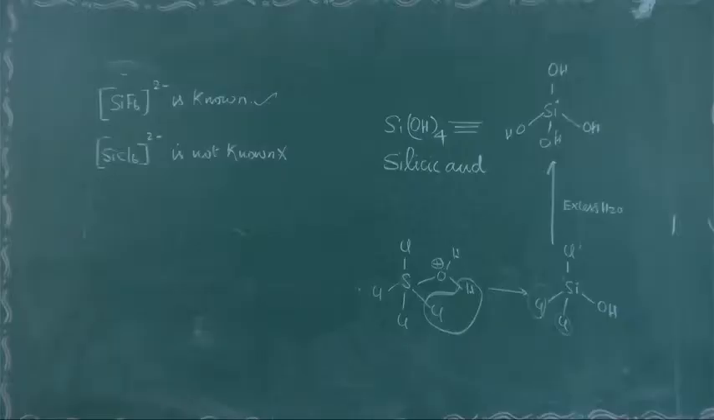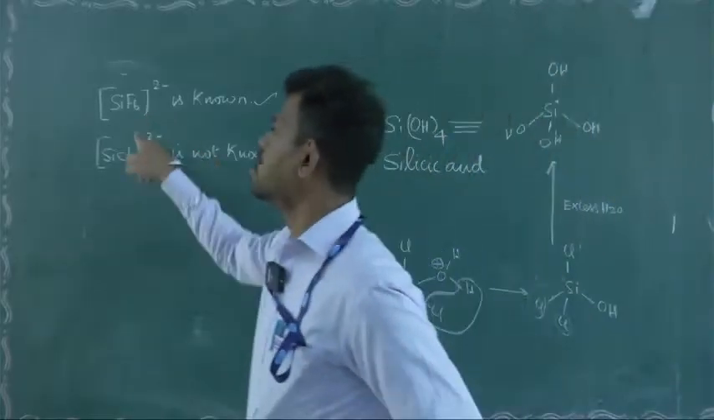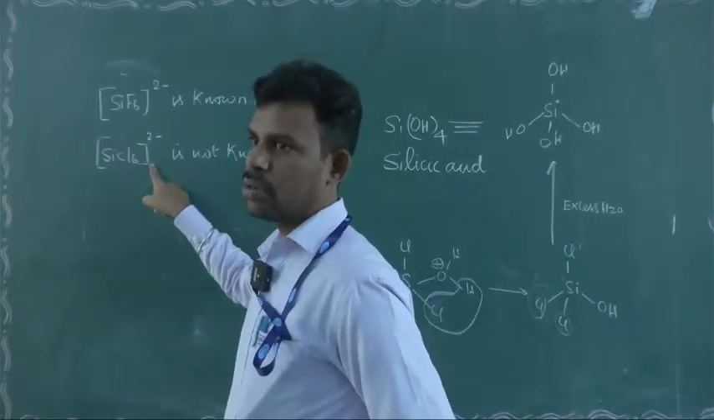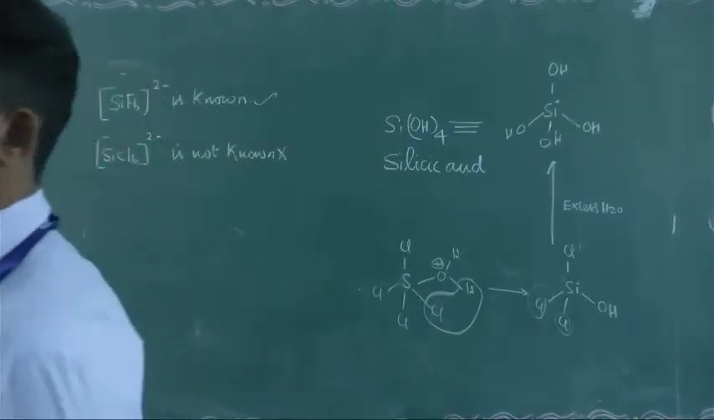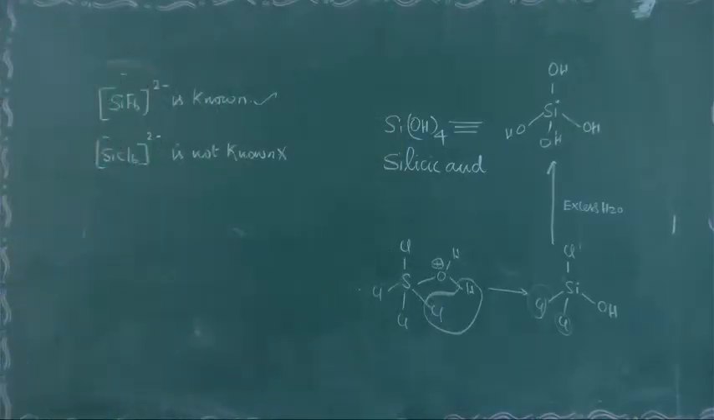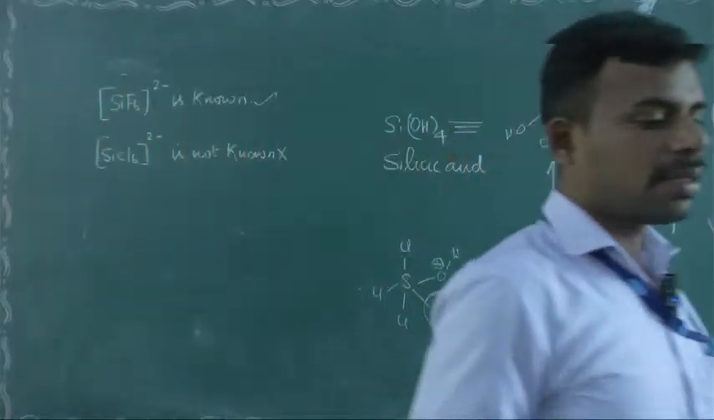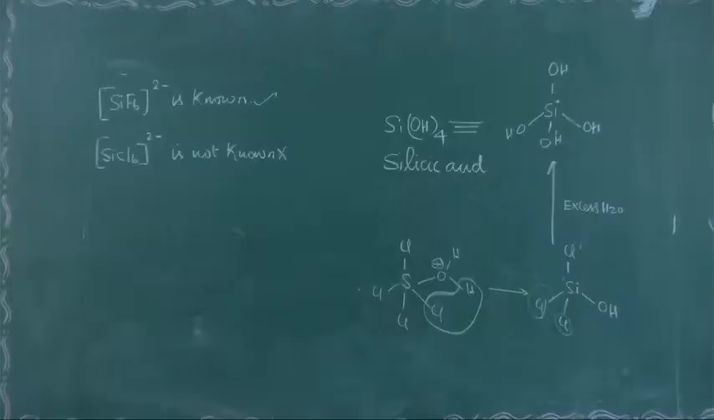Size, when compared to F and Cl, the size is going to be more. Yes or no? Silicon cannot accommodate the six large chloride ions. It cannot accommodate because the size is going to be large. Write the first point: six large chloride ions cannot be accommodated around silicon 4 plus due to limitation of its size.